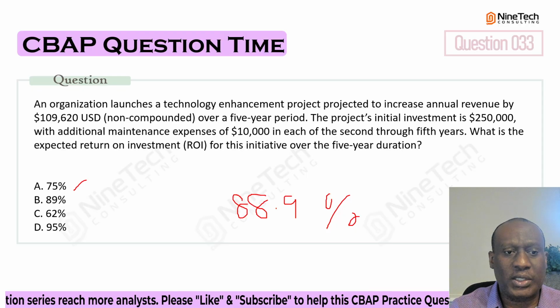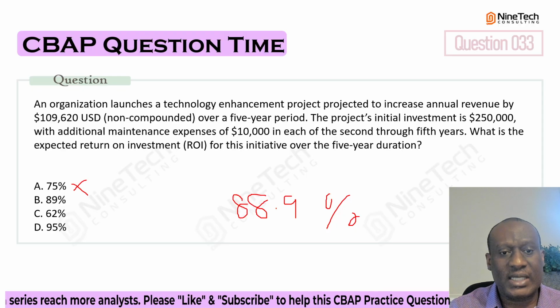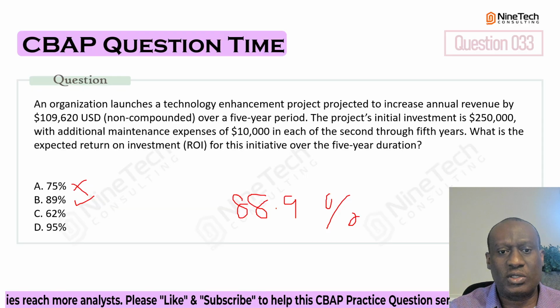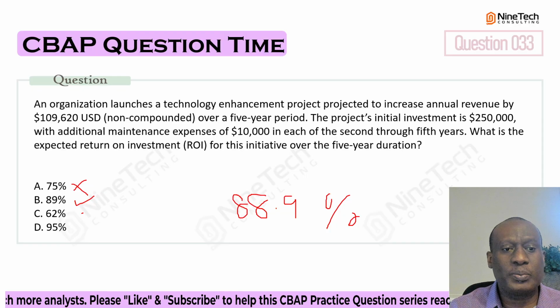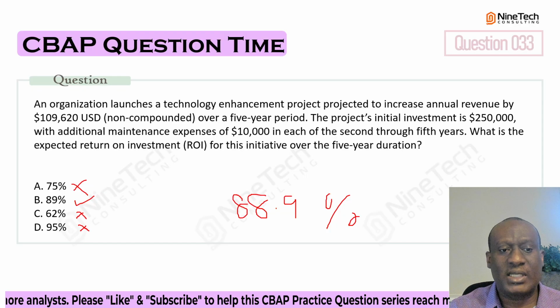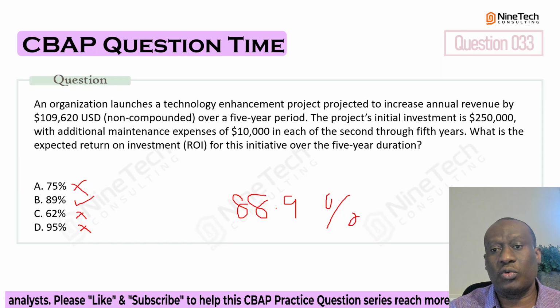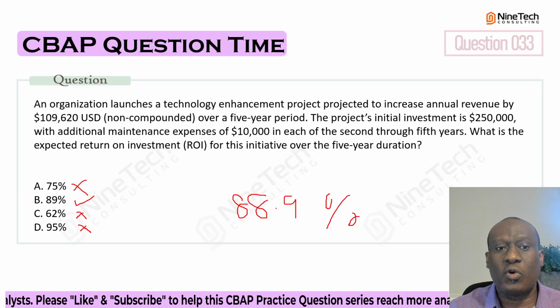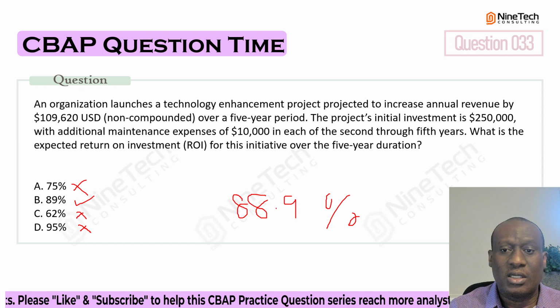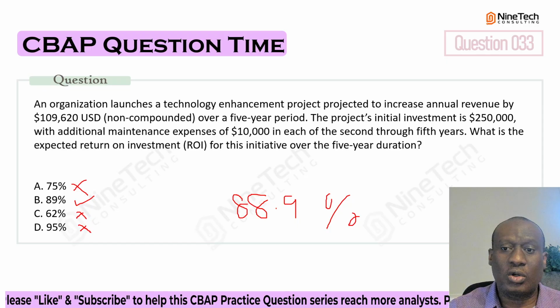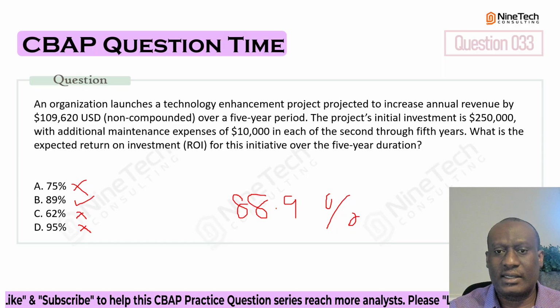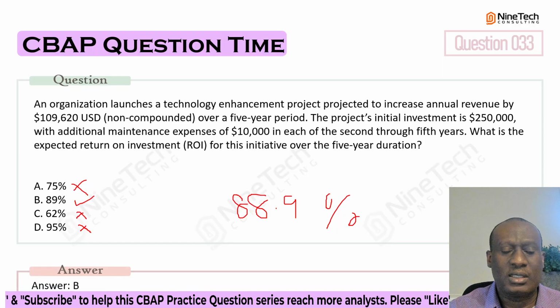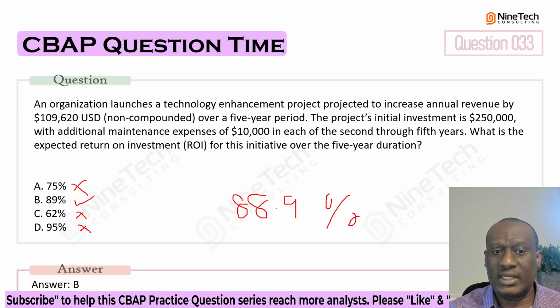So let's look at the answers. A, 71% no. B, 89% yes. Should be 89% because if you approximate this to 0.9, it should give you 89%. C, 62% no. D, 95% no. So the right answer is that. So remember, the formula for return on investment is total benefits minus total cost over total cost times 100%. So that's that. Let's look at the answer. The answer is B. Awesome. I hope you got that.